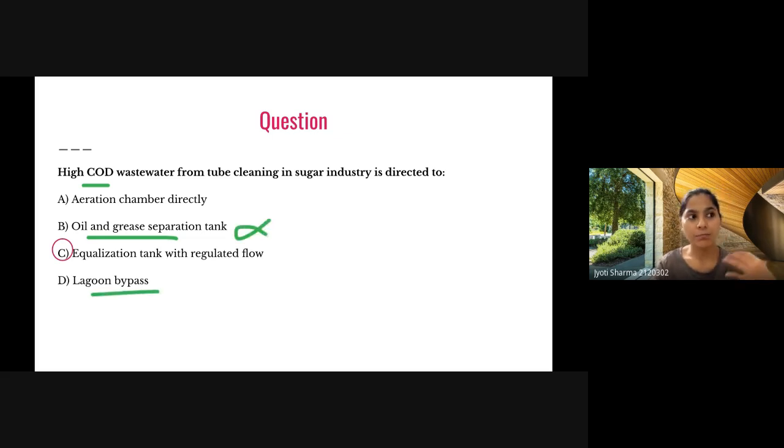Lagoon is the second last or third last step, so this is again not right. Aeration chamber can be the one where we can cultivate the microorganisms and then degrade, but before that we have to mix all this water together, and that will come under this equalization tank. So that's how C will be the right answer.